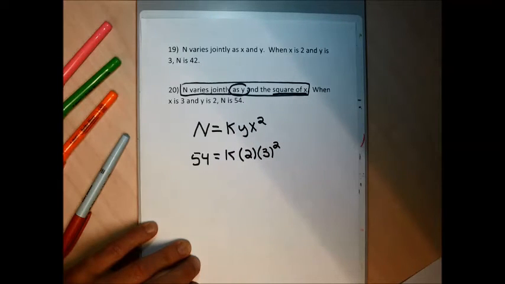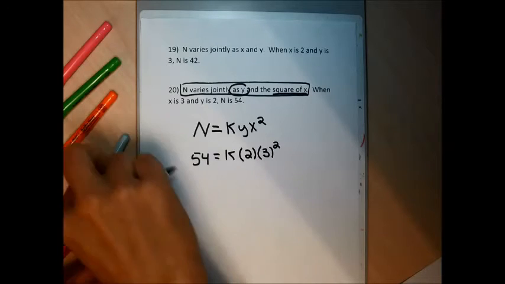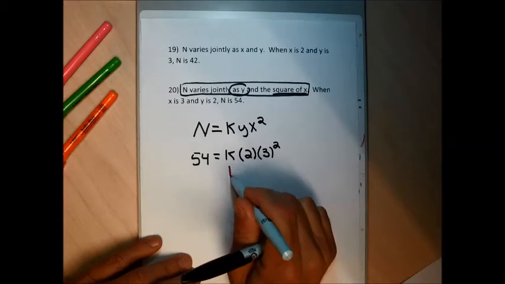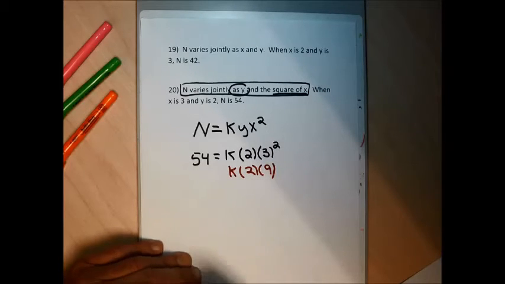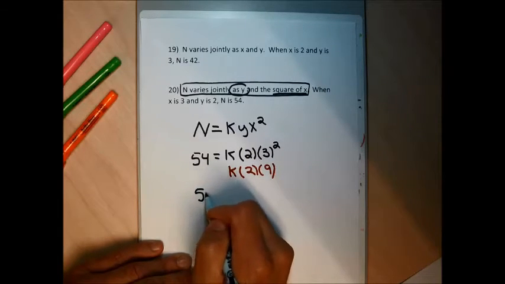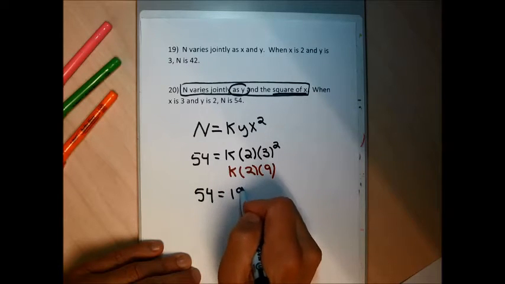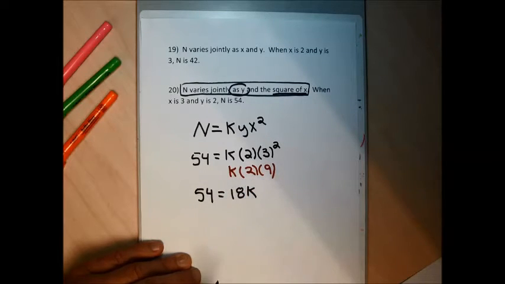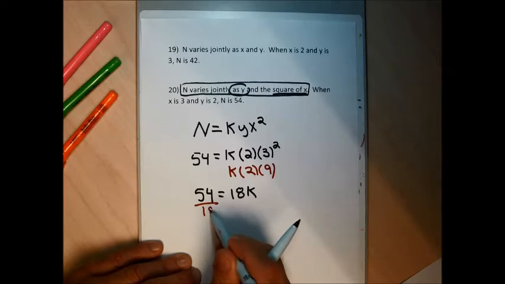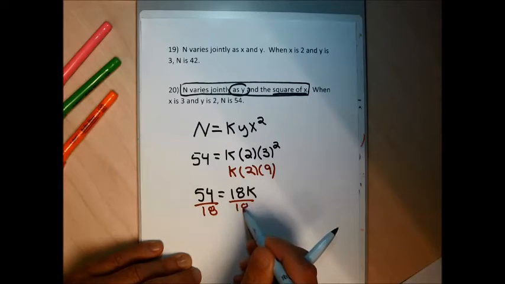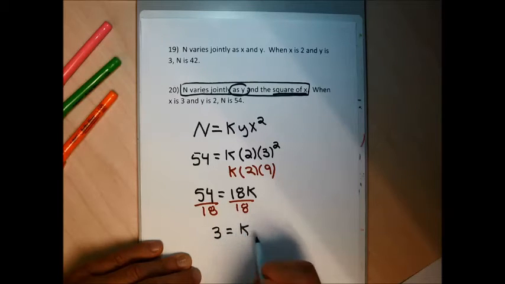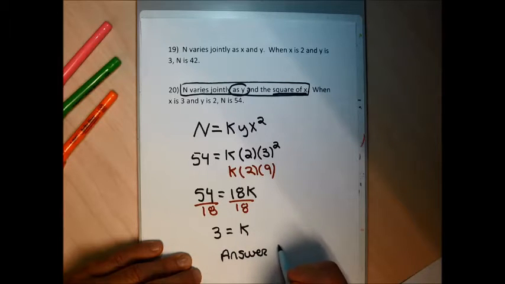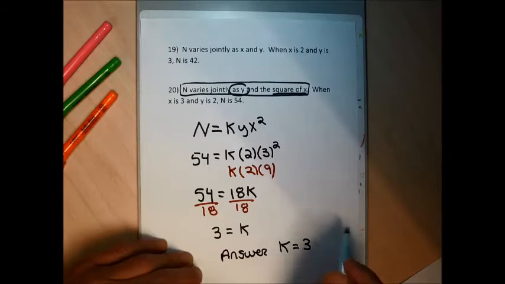I have to watch my order of operations. I have to do the exponent first. So on the right-hand side, I have k times 2 times 9. That comes out to 18k. So I'm going to rewrite this as 54 equals 18k. And now I'm going to divide both sides by 18. 54 divided by 18 is 3. And on the right-hand side, the 18s cancel. So my answer to number 20 is k equal to 3.